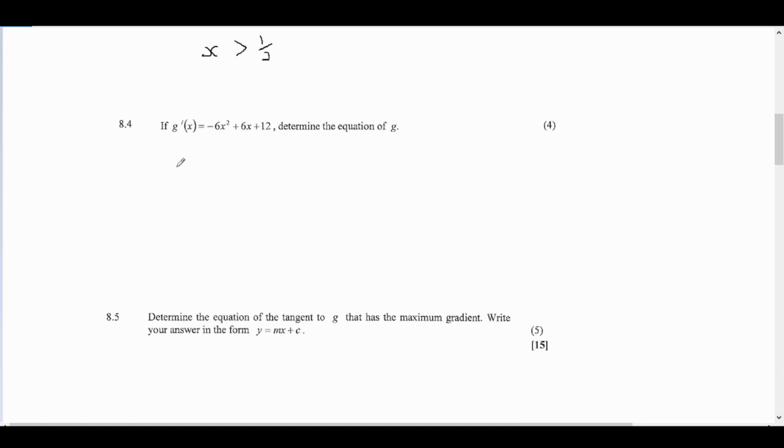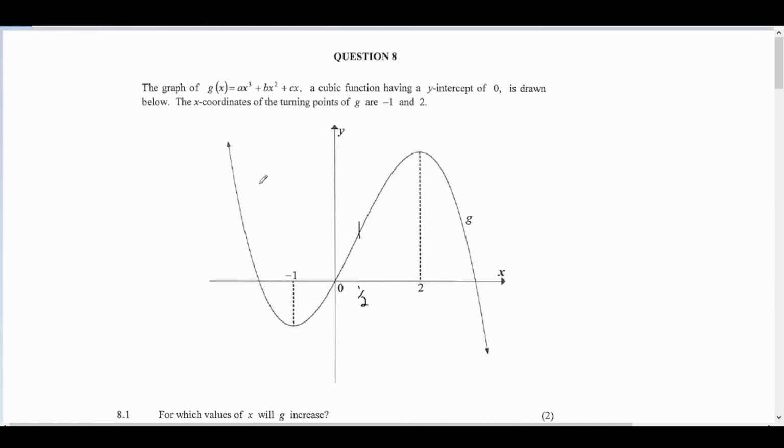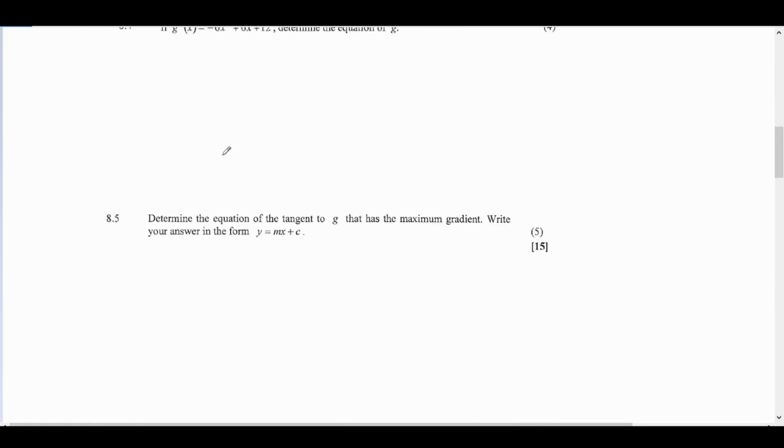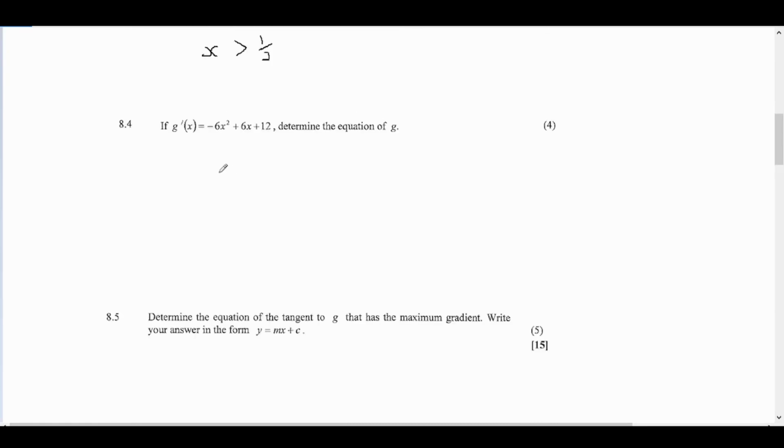Okay, 8.4, it says if g prime of x, or the first derivative, is equal to minus 6x squared plus 6x plus 12, determine the equation of g. From the beginning they didn't tell us what g is, and so we can simply work our way backwards or find the integral of it. But I don't think grade 12's covered that yet.